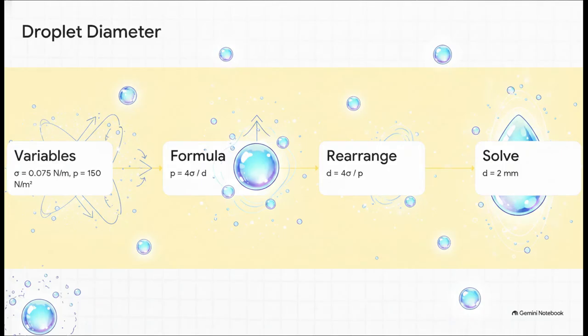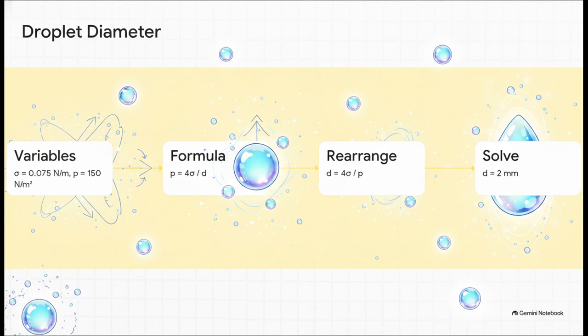Let's put that droplet formula to work with a real academic example. What is the diameter of a water droplet if the surface tension is 0.075 newtons per meter and the internal pressure difference is 150 newtons per square meter? Okay, step 1, we grab our given variables. Step 2, we pull up our droplet formula. P equals 4 sigma over d. Step 3, we algebraically rearrange it to solve for d, which gives us d equals 4 sigma divided by P. Step 4, we just plug in the numbers.